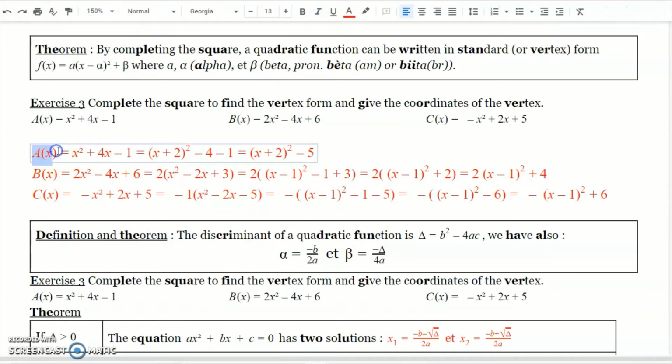So a(x) is x squared plus 4x minus 1. We can see that x squared plus 4x is the beginning of the identity (x + 2) squared, but we're missing the plus 4. So we have to say that x squared plus 4x is (x + 2) squared minus 4. The minus 1 remains here, and so we get (x + 2) squared minus 5.